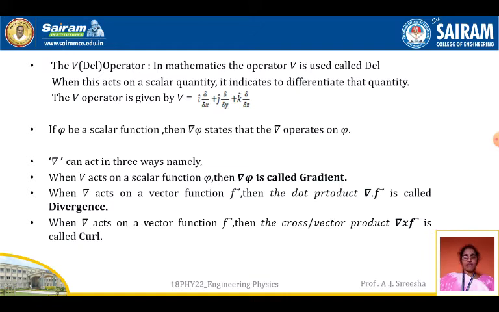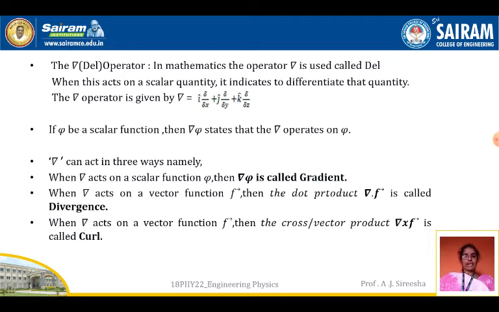If phi is a scalar function, then del phi states that del operates on function phi. So del is an operator operating on a function phi, which is a scalar quantity. Phi is a scalar quantity operating with del, which gives del operates on phi. It is read as del operates on phi.